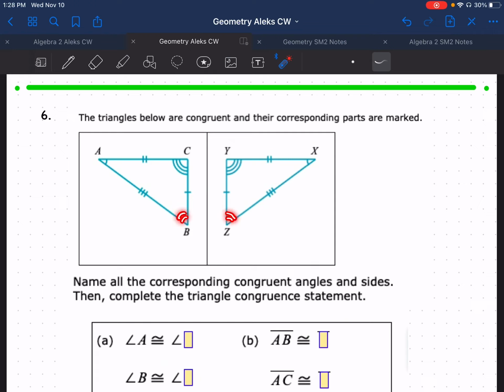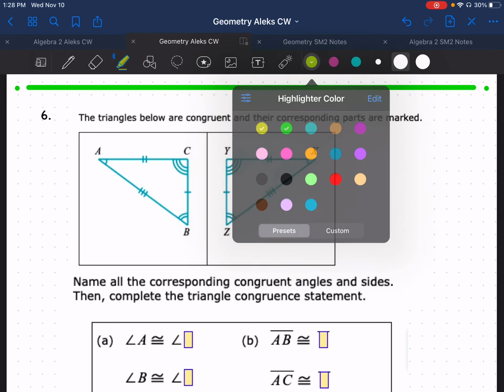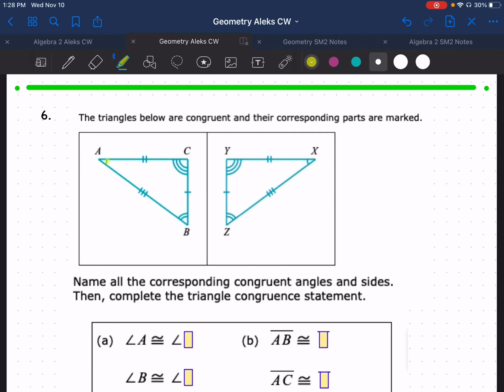You can use color to help you out if you'd like. So you could grab your highlighters and you could say, let me grab the little one. This angle goes with this angle, with this one, and that one with that one. All it does is it allows you to do the problem faster. That's all this allows you to do.